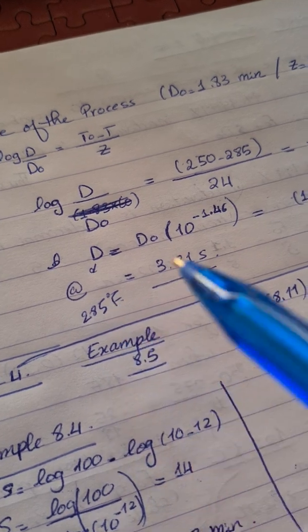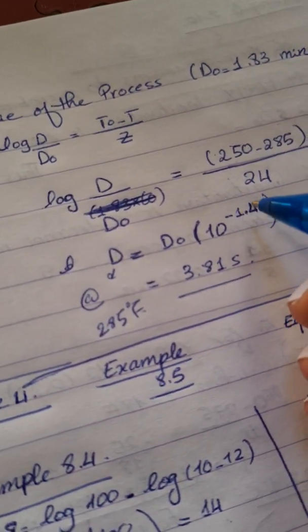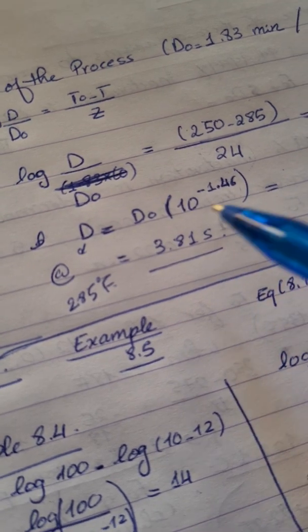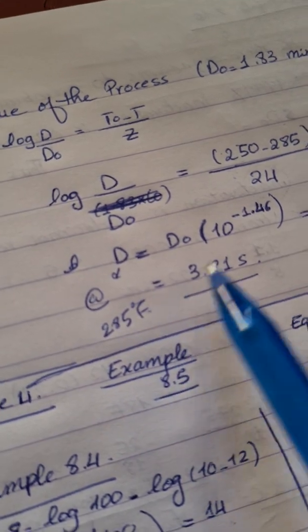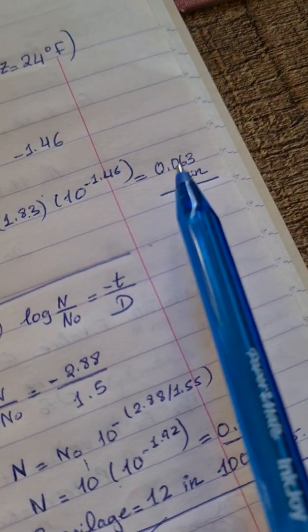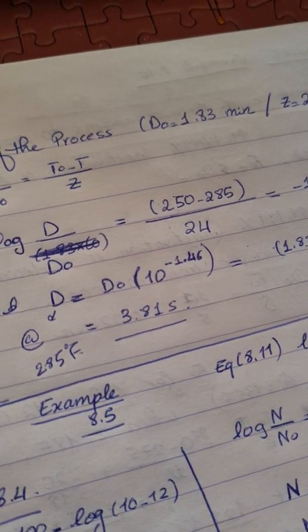So D is equal to D0 times 10 to the power minus 1.46, and the D0 is given as 1.83 minutes, so the final answer would be 0.063 minutes, corresponding to 3.81 seconds.